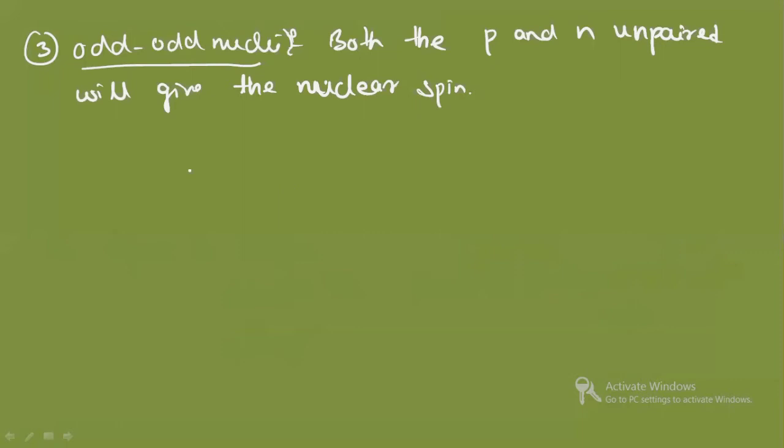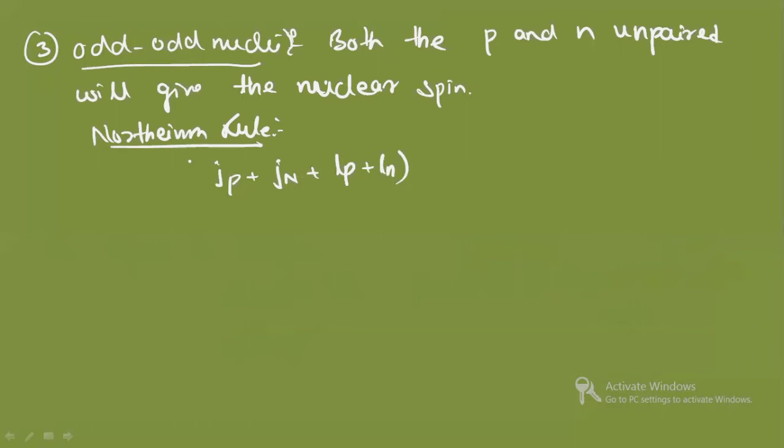Now for this there is a rule, the Nordheim rule, using which we will find the nuclear spin for the odd-odd nuclei. So for this you will do Jp plus Jn, Lp plus Ln. All right. Now you can do it this way: Jp plus Jn, Lp plus Ln. Now you will see for the odd one.